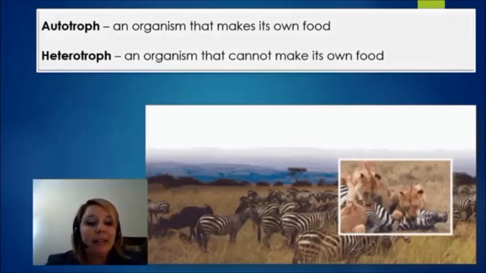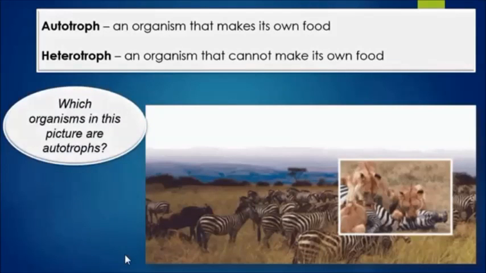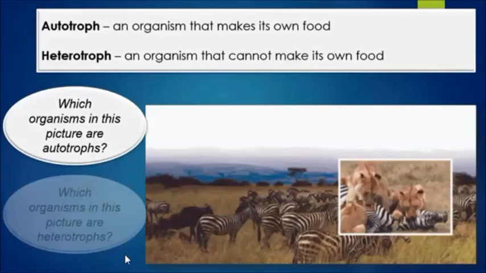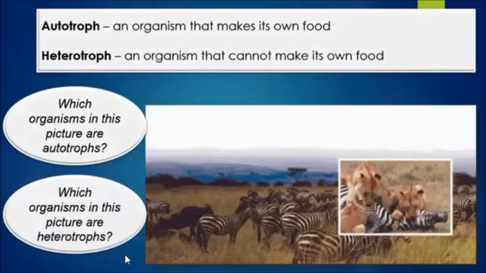All right, so let's take a look at this picture here that shows a savanna, probably somewhere in Africa. And we've got some zebras, we've got some lions, we've got some plants. Looks like a typical ecosystem. And I want you to think about which organisms in this picture are autotrophs. Which organisms in this picture would be able to make their own food in their own cells? Which organisms in this picture are heterotrophs?